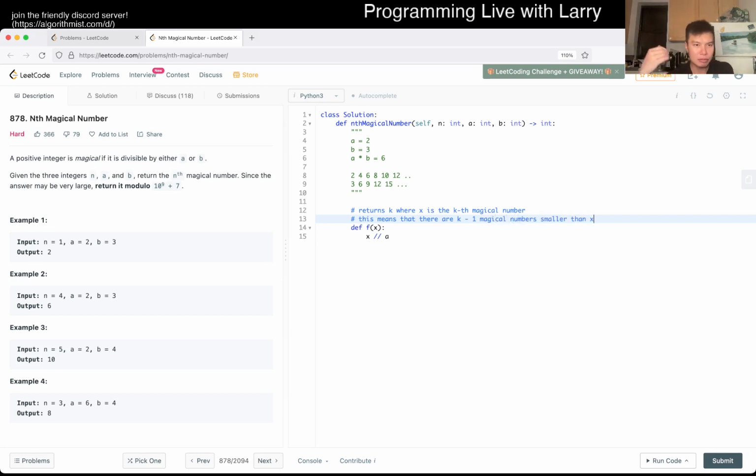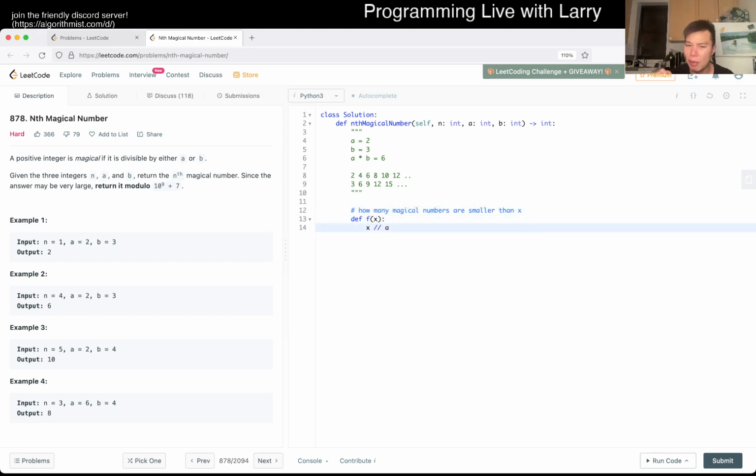So wait, actually this is not true. I lied a little bit. This is what we ideally want, but what we actually have in a function is that we calculate how many magical numbers are smaller than x, right? And then here, we can use this formula.